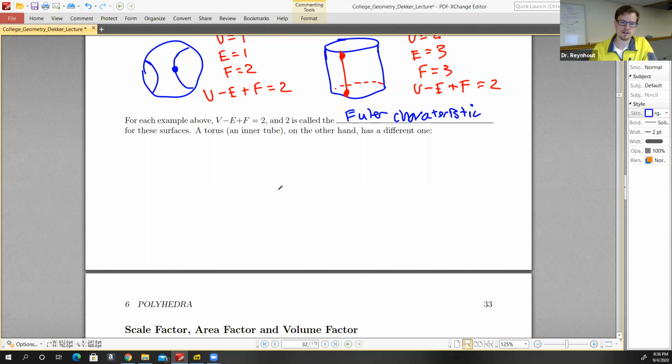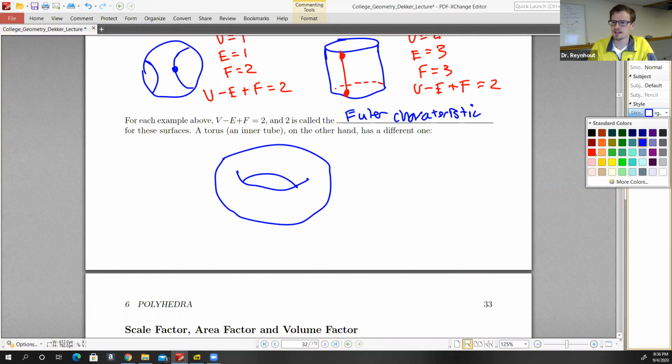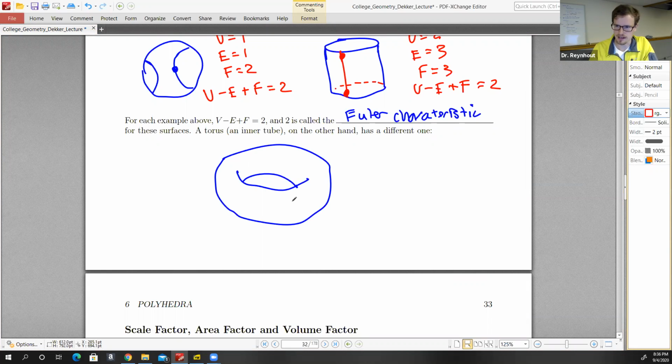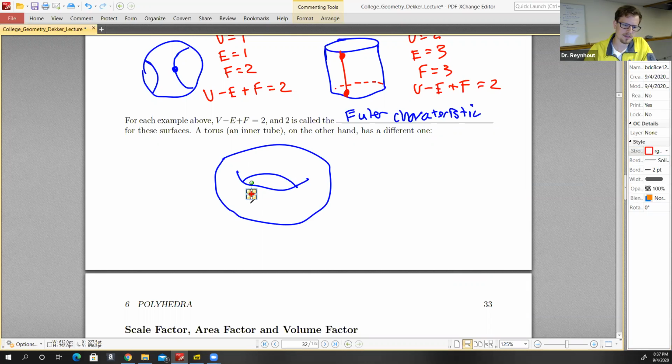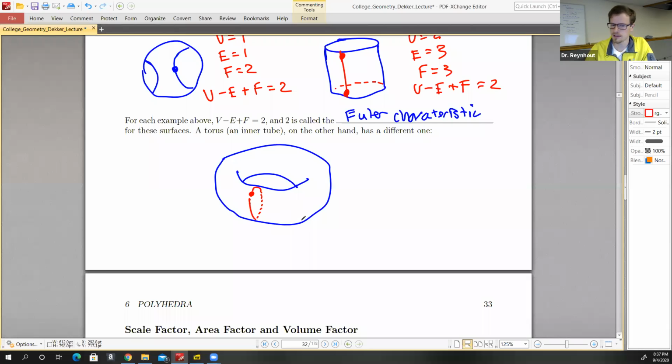So consider yourselves hungry for breakfast. You want a donut. So draw a donut. Big, ginormous, delicious looking donut. All right. So this is just the surface. It doesn't have any vertices or edges on it. If I were to add a vertex right there, let's say, I could give an edge that goes around the inner tube, around the donut.